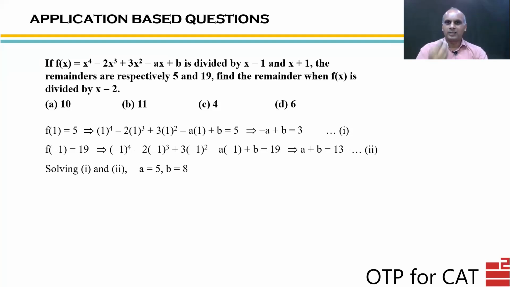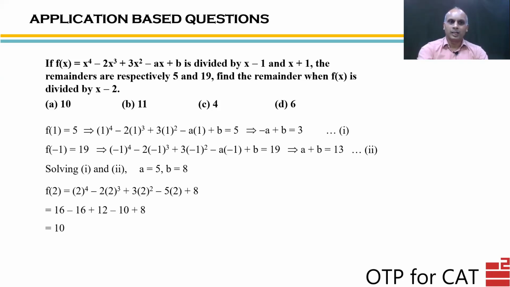And now the question is, when this polynomial is divided by x minus 2, what is the remainder? So obviously it's now a simple question. We can apply the remainder theorem once again to get to the answer. So f of 2 is the answer, and that is finally 10.